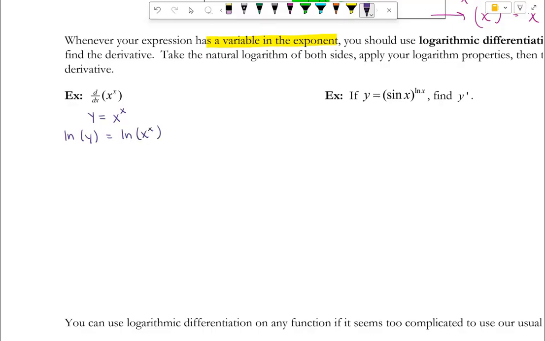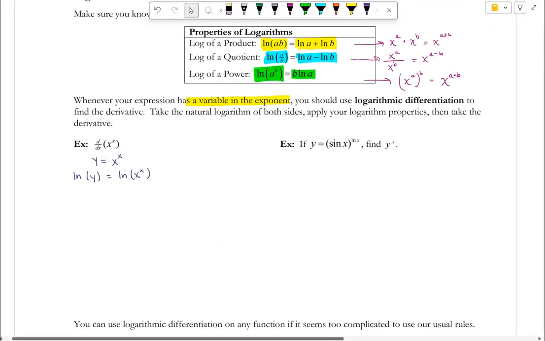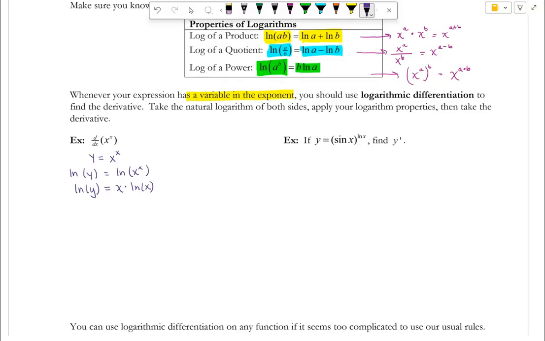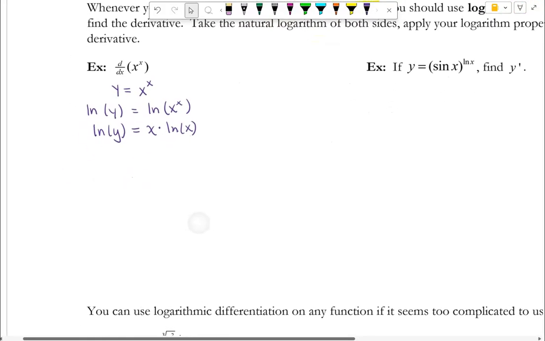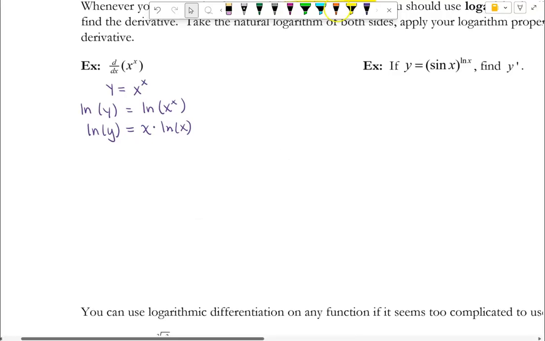All right, so using our properties from above, we now have on the right-hand side the log of a power. So I can rewrite this as x times the natural log of x, where my exponent x pops out and is a multiplier out front. So now this is in a form where we could take the derivative of the left and right side of our equation. This is implicit differentiation on the left-hand side because we're taking the derivative with respect to x of something that's going to have a y in it.